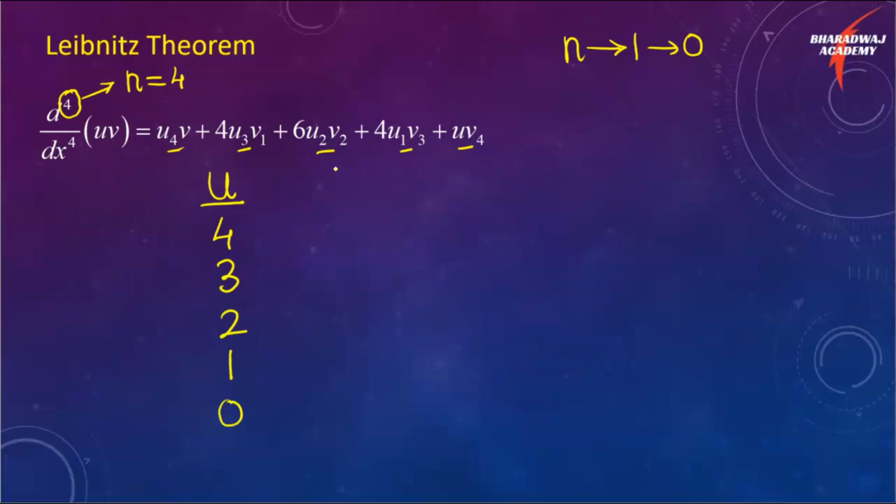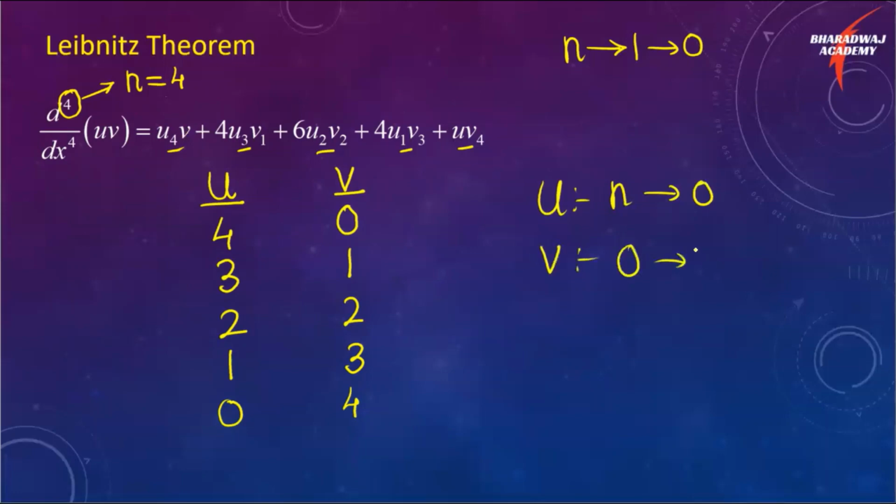What about v? You have to start v by keeping v as it is, which means v subscript 0, then 0, 1, 2, 3, and 4. As you can see, u goes from n to 0 and v goes from 0 to n. This is in the decreasing order and this is in the increasing order, with respect to n. This is what we have to primarily know and understand here.